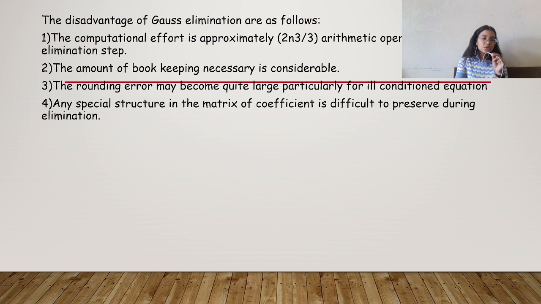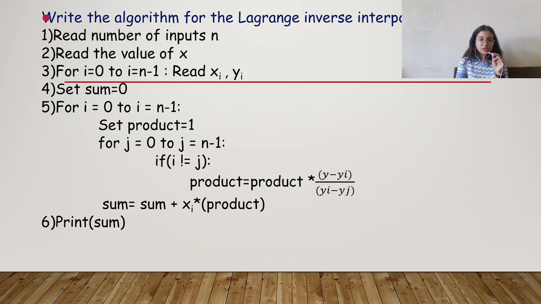The disadvantages of Gauss elimination are as follows. First, the computational effort is approximately 2n³/3 arithmetic operations in each elimination step. Second, the amount of bookkeeping necessary is considerable. Third, the rounding error may become quite large, particularly for ill-conditioned equations. Fourth, any special structure in the matrix of coefficients is difficult to preserve during elimination.